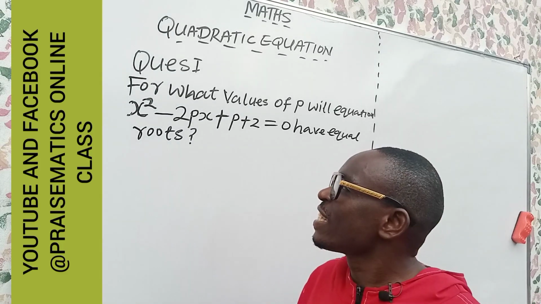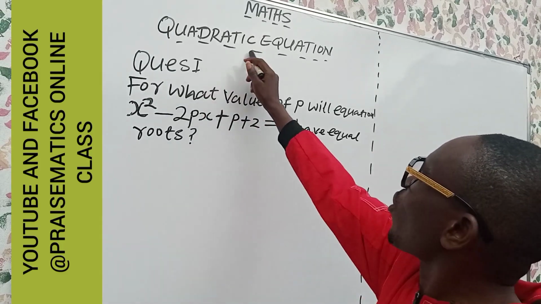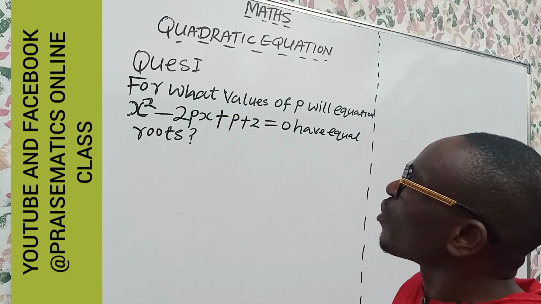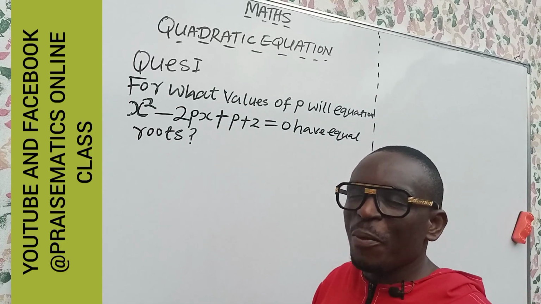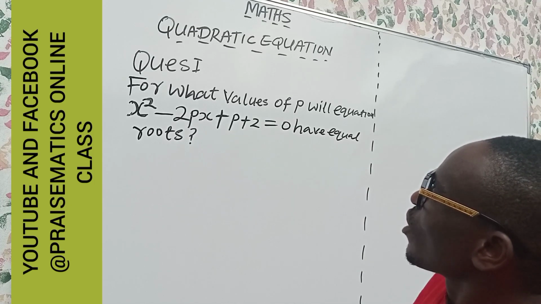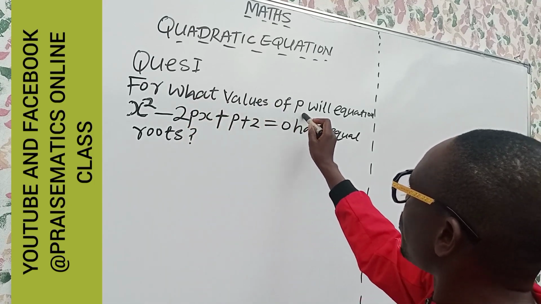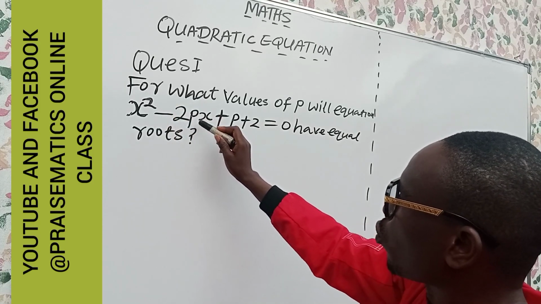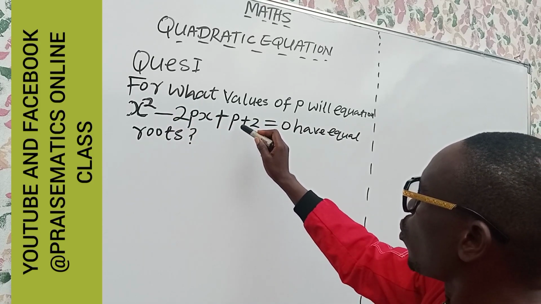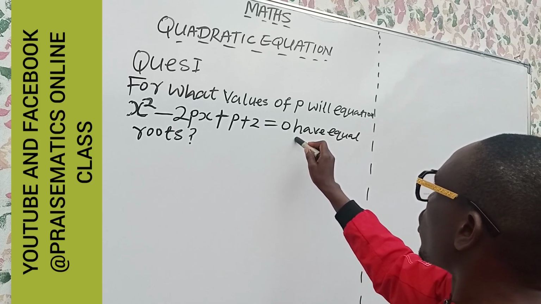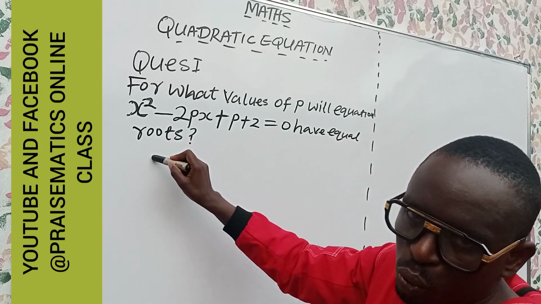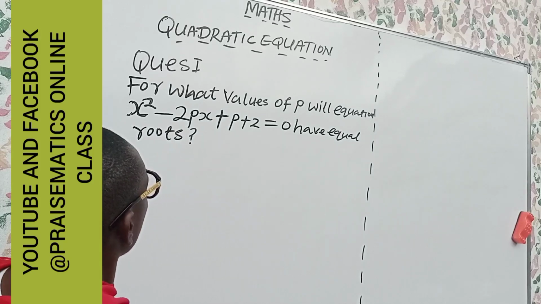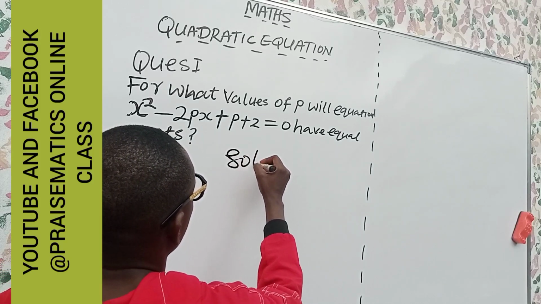In this class, we are still on quadratic equation. Let's look at this question on quadratic equation. For what values of p will the equation x squared minus 2px plus p plus 2 equal to 0 have equal roots? Equal roots. Okay, solution.